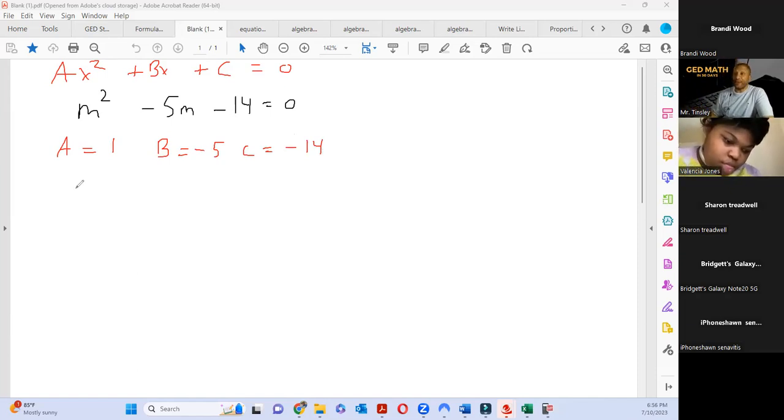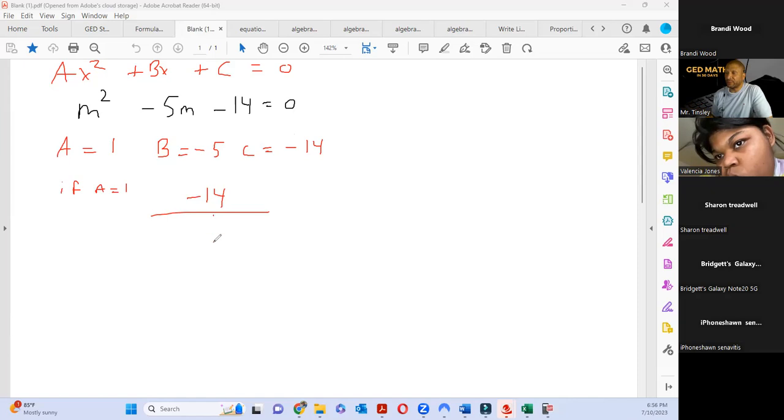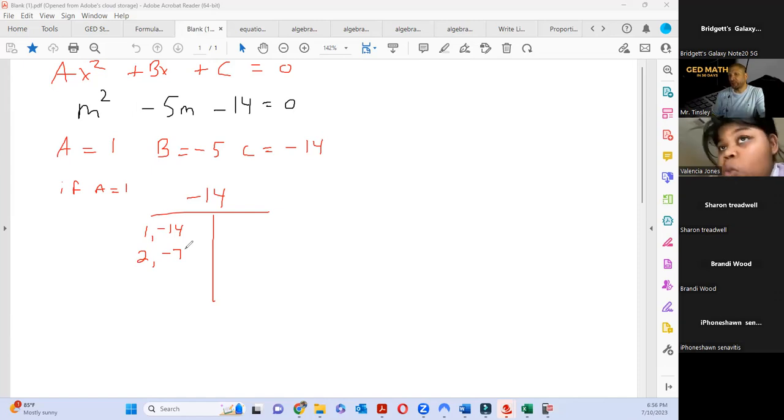Okay, good. The second step, if a is 1, we're going to find the factor pairs of -14. So what 2 numbers can I multiply together, starting with 1, to get -14? 1 and -14. Now we're going to go up. 2 times what? -7. Does 3 go into 14? No. Does 4 go into 14? No. Does 5 go into 14? No. Does 6 go into 14? No. We already have 7, right?